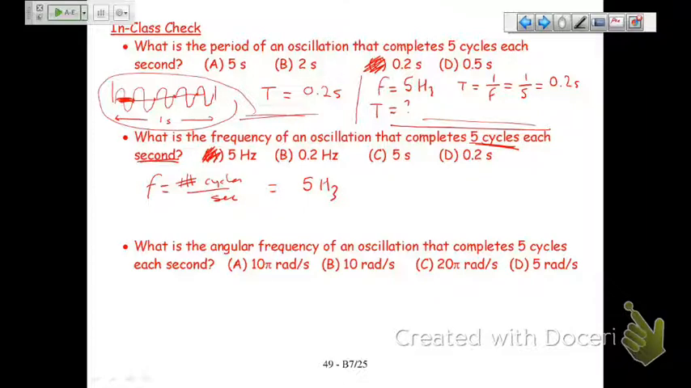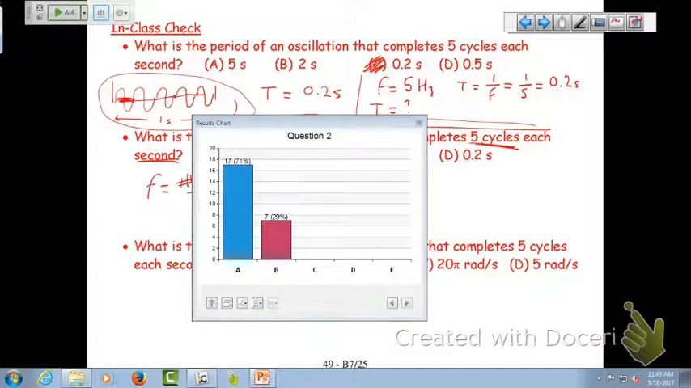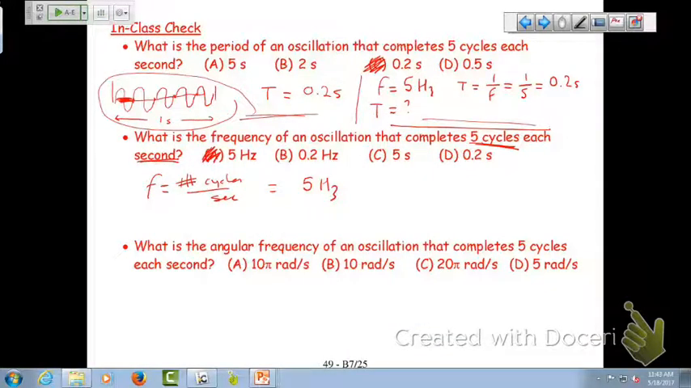That's one of those things that happens sometimes: when you're asked a question that does not require an equation, when I give you the answer and then ask you about it, people will often work math into it, because the answer seems too obvious, I suppose. And then, what is the angular frequency of an oscillation that completes 5 cycles each second? So have a go at that one, please.